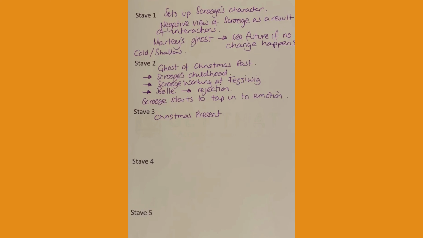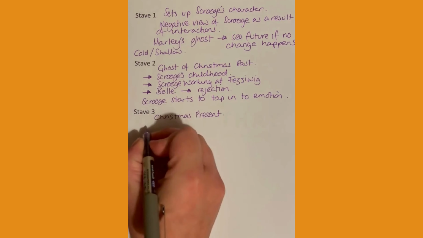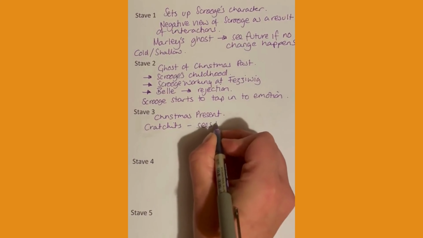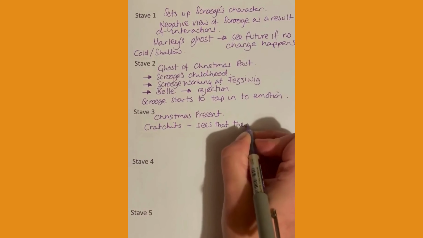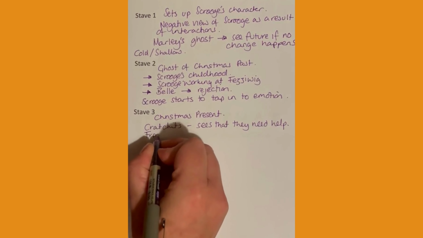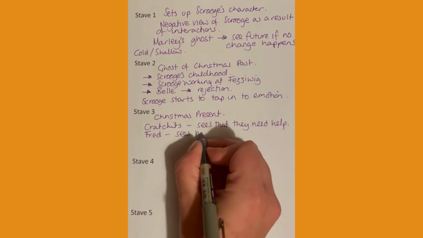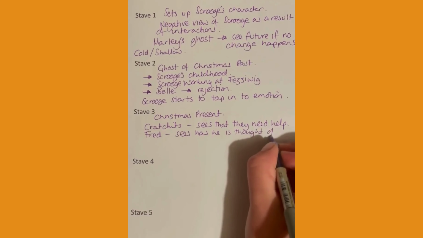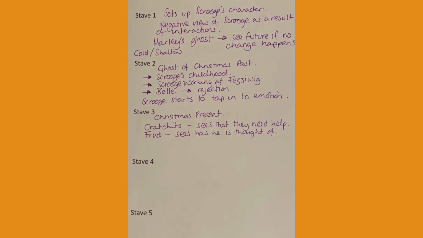He sees his nephew Fred and he sees the way that they talk about him. And he sees that even though he has not been particularly nice to Fred, Fred defends him. He also sees various other Christmas time scenes.